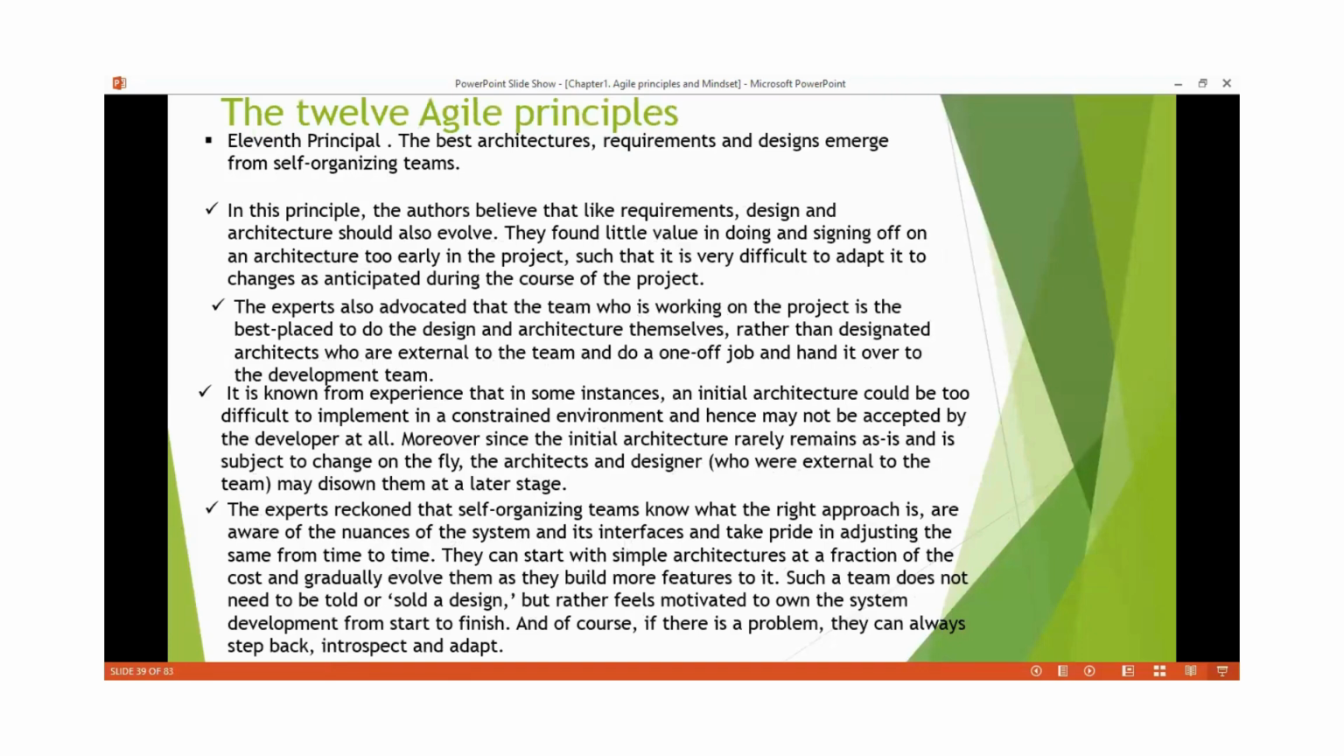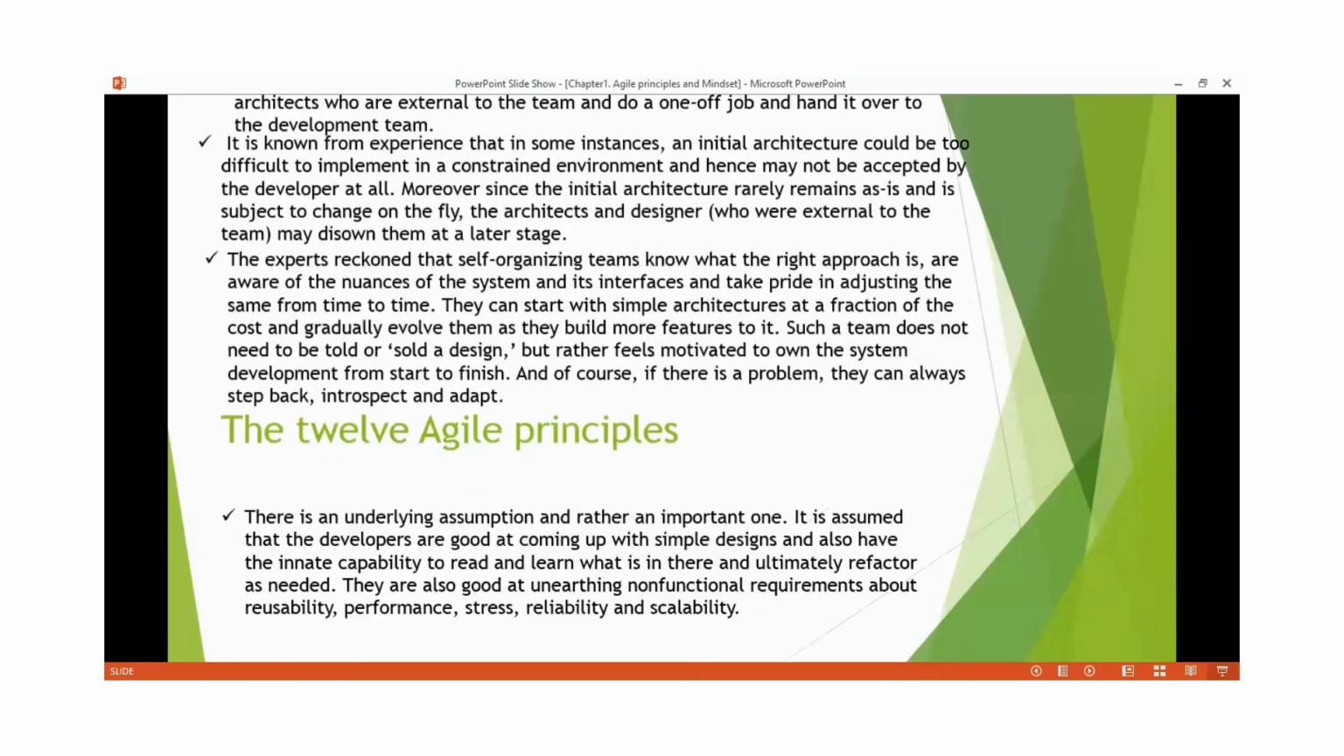Now, the 11th principle looks at the best architecture, requirements, and designs emerging from self-organizing teams, and that's what we call creativity. When you have a creative team, they will be able to produce from their own set the best way to perform design and the best way to perform development, providing value with a good architecture being presented. That will ease the way you perform the work and the way you gradually enhance and produce quality for the team and the value.